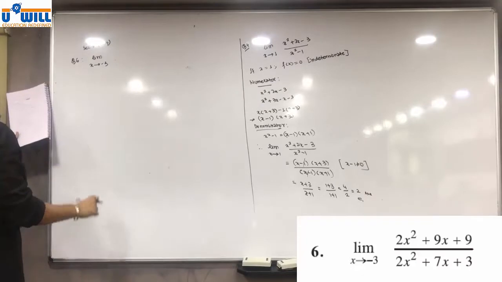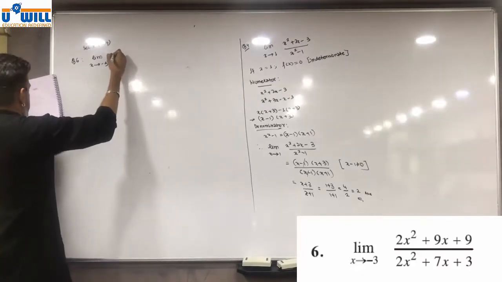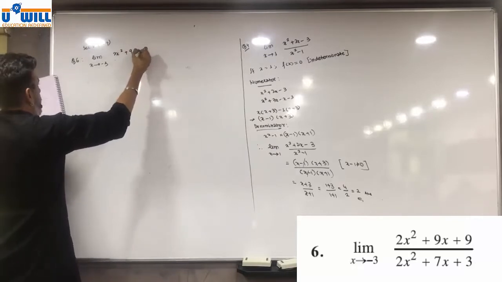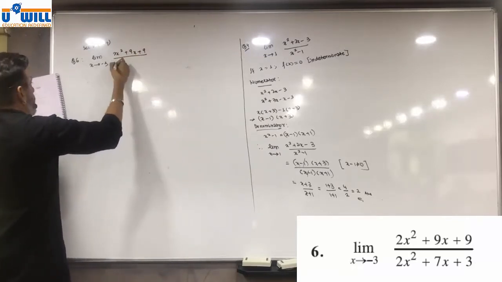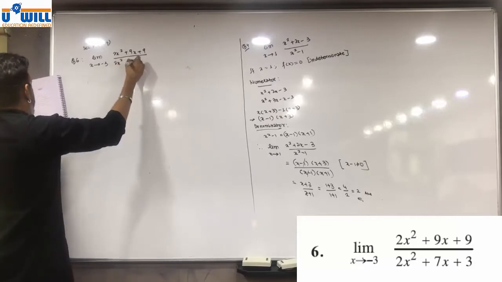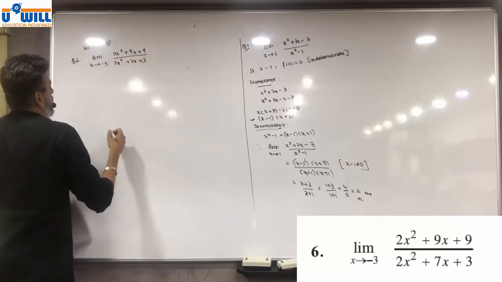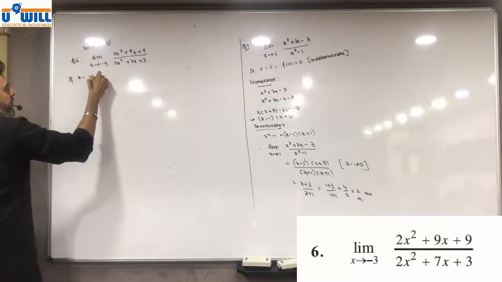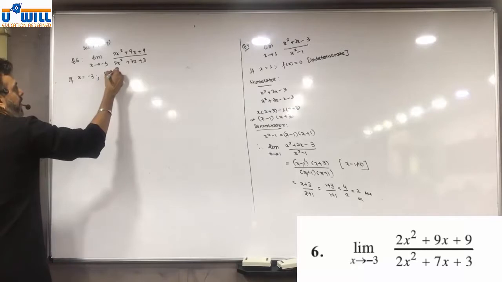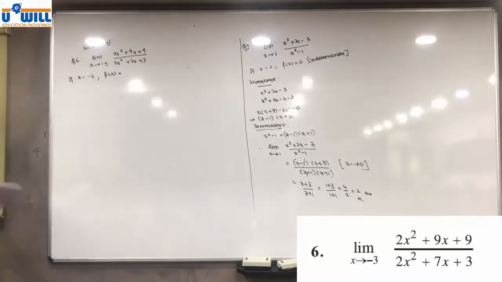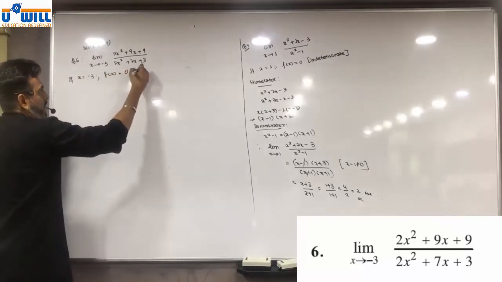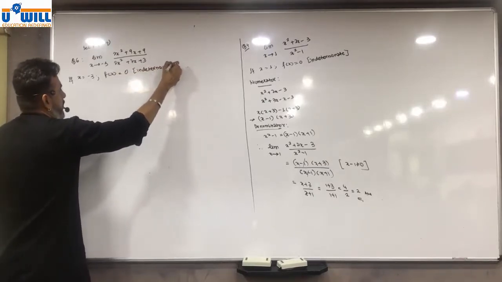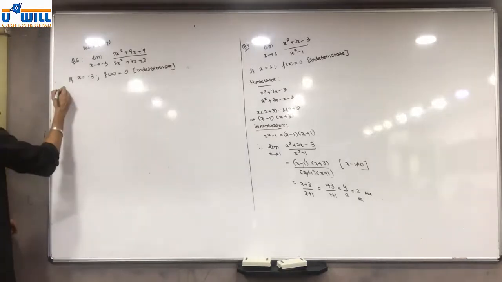Question 6. x approaches minus 3, 2x square plus 9x plus 9 upon 2x square plus 7x plus 3. Now if we take x is equal to minus 3, f of x becomes what? It becomes 0 upon 0, which is indeterminate. We cannot determine it. So we factorize the numerator.